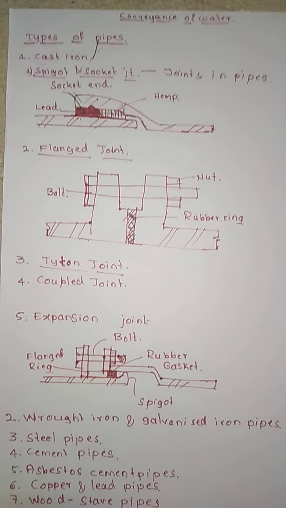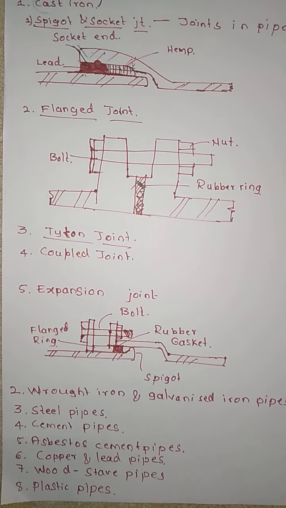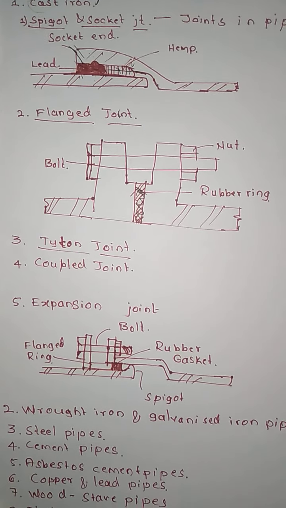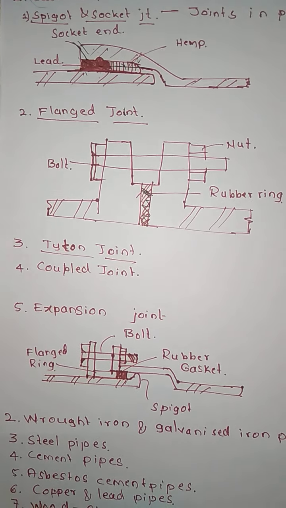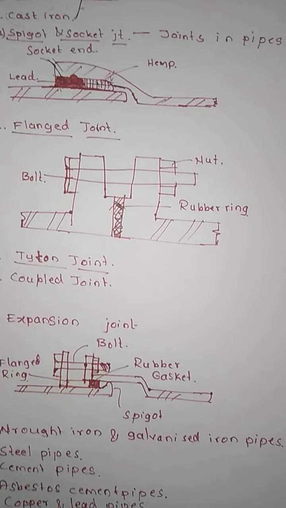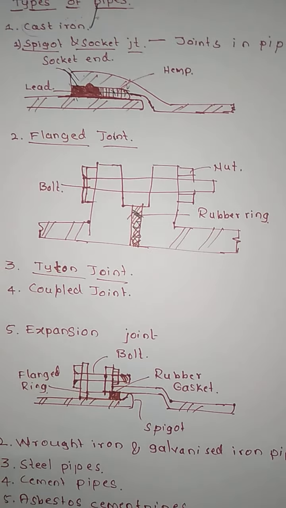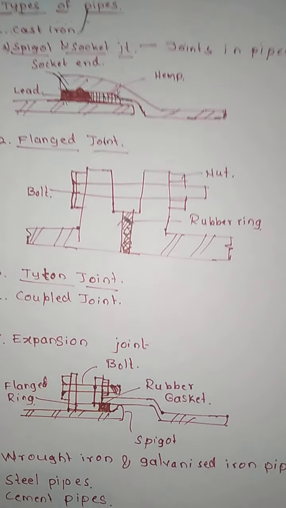Next is the Tyton joint. A Tyton joint is a specially shaped rubber ring. It is going to fit into the socket of one pipe and the spigot of the next pipe, and then it is forced. A lubricant is applied to the chamfered spigot for forcing it.